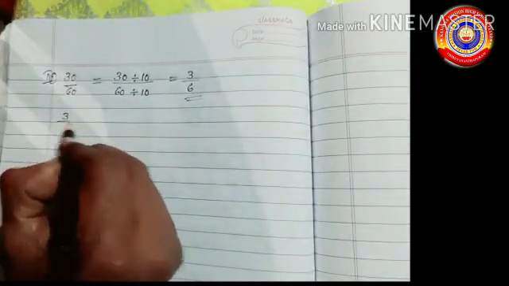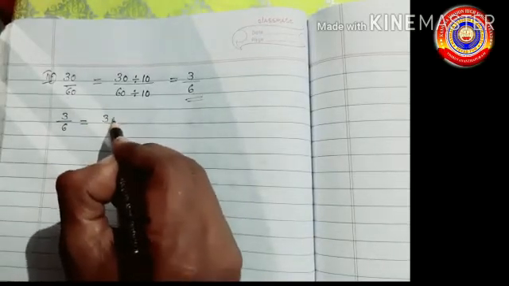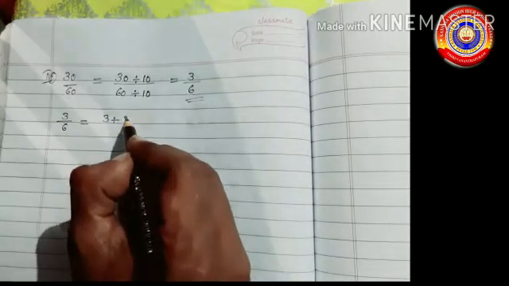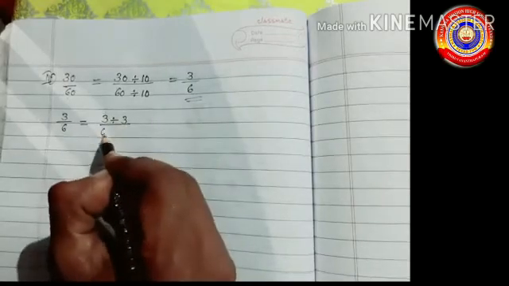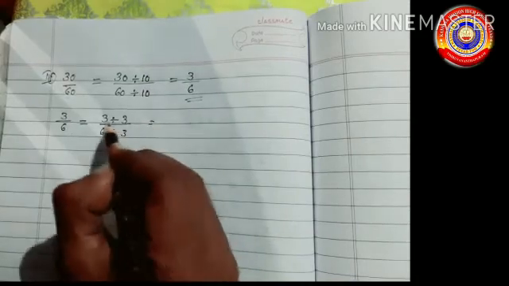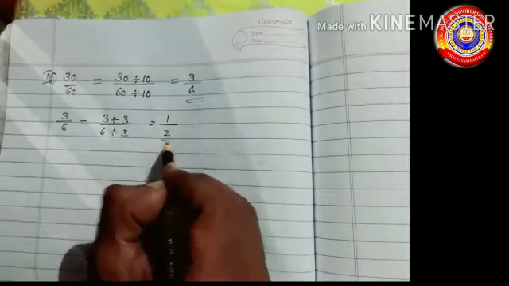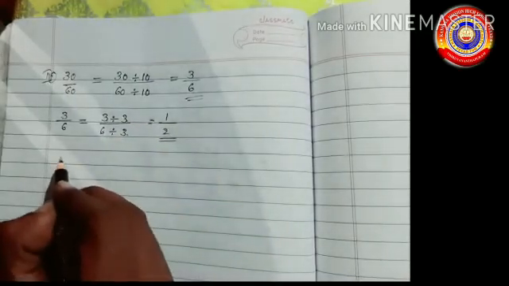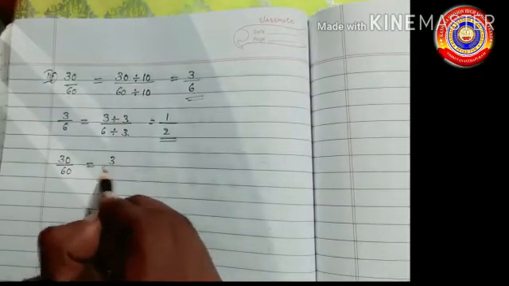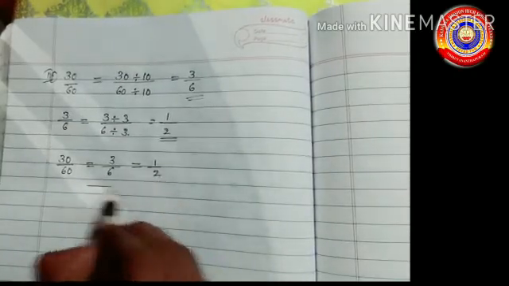The lowest form of 3 by 6 can be found out by dividing 3 by 6 with the same number 3. 3 divided by 3 by 6 divided by 3. Now we find 3 divided by 3 is 1 and 6 divided by 3 is equal to 2. Now we got 3 by 6 is equal to 1 by 2. Now we can say that 30 by 60 is equal to 3 by 6 and it is equal to 1 by 2. Is it clear for you?